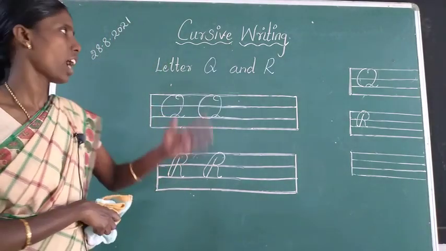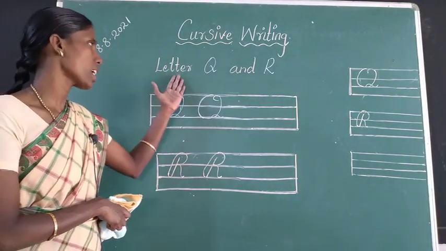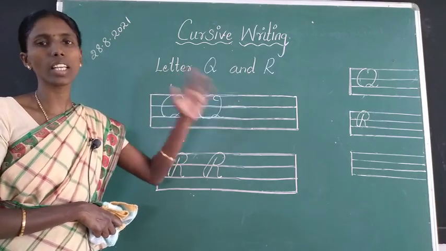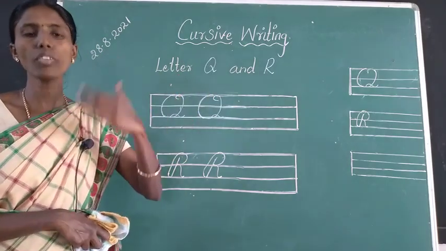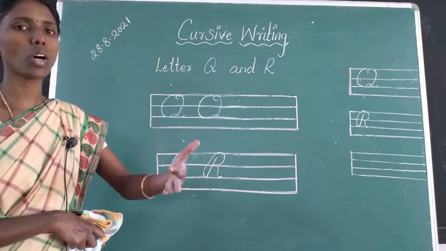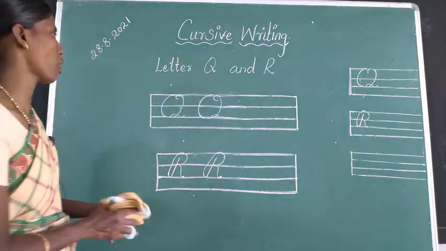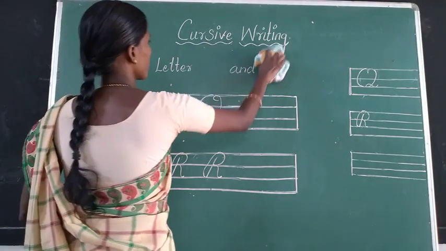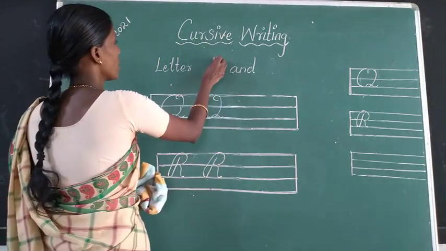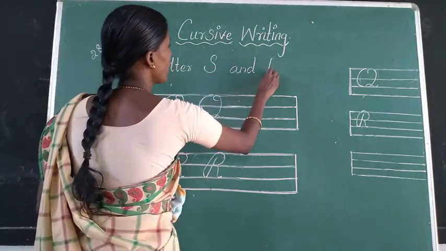Okay, we learn how to write the capital letter Q and R in cursive form. Now we are going to learn about how to write S and T in cursive form. Okay. S and T.